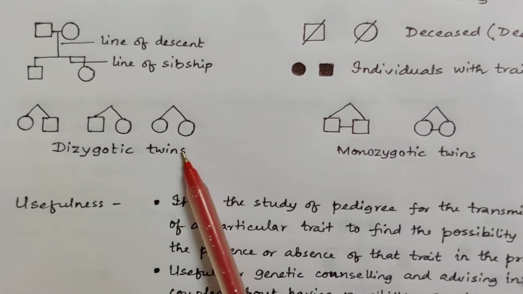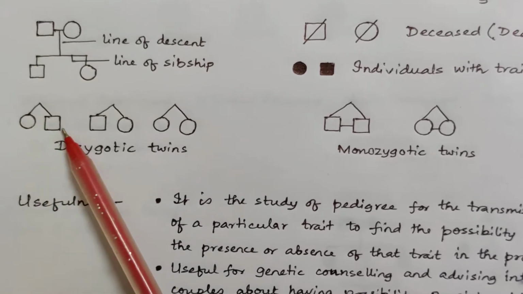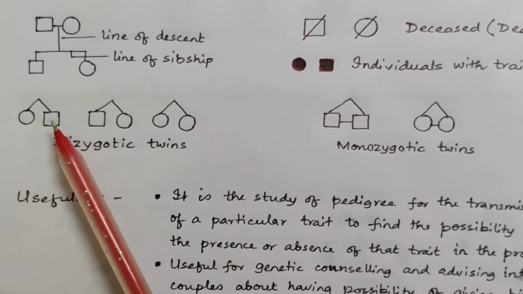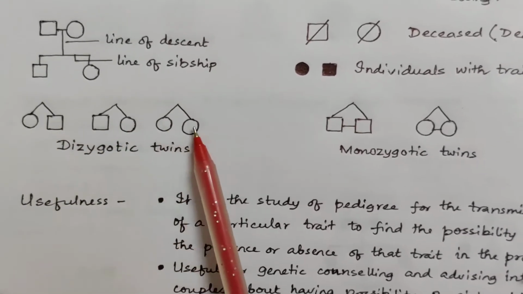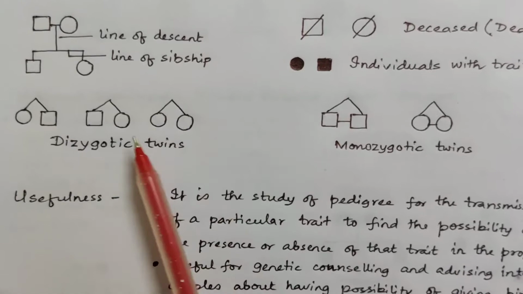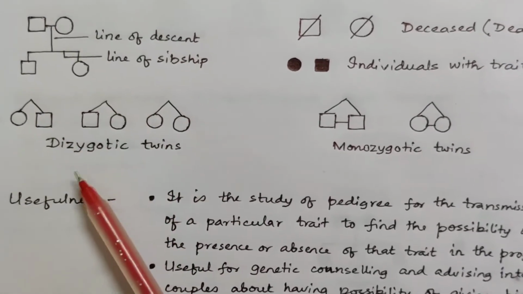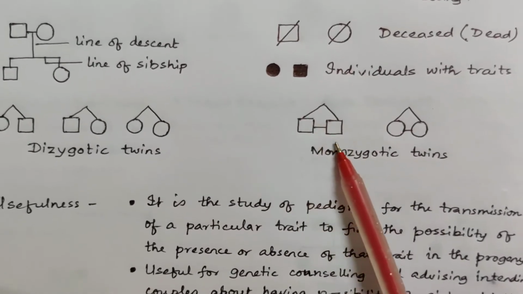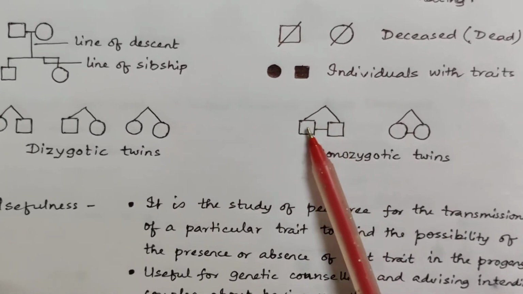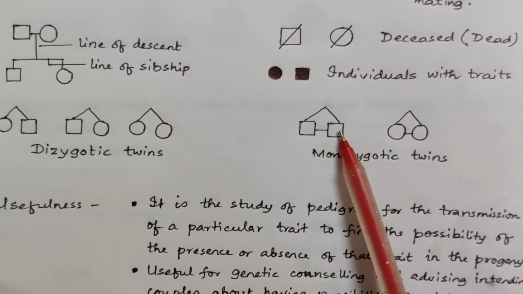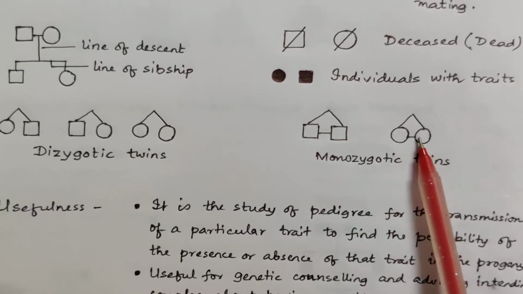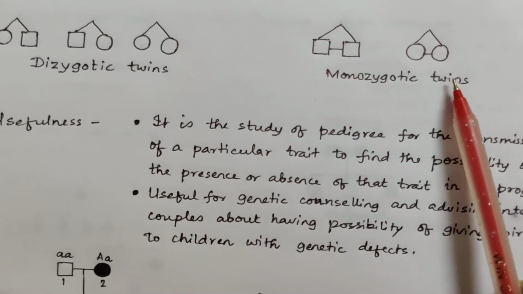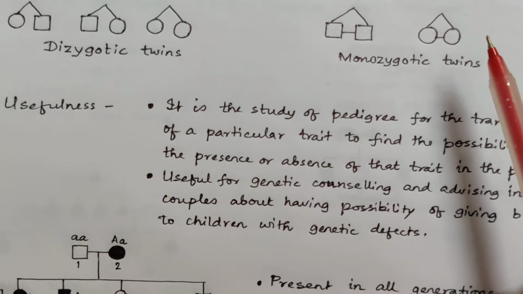For dizygotic twins or fraternal twins, we use this kind of symbols. They may be one male, one female. They may be one female, one male, or they may be two females, or they may be two males. All these things are possible for dizygotic twins. But in case of monozygotic twins, which appear from the same zygote, it is possible only for having two sons or two daughters, not between a son and a daughter. These are called monozygotic or identical twins.